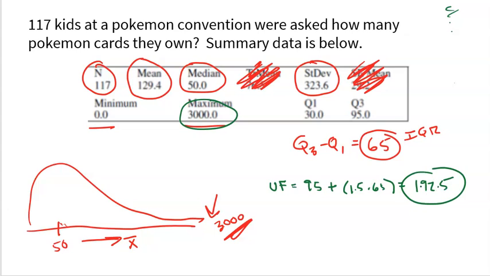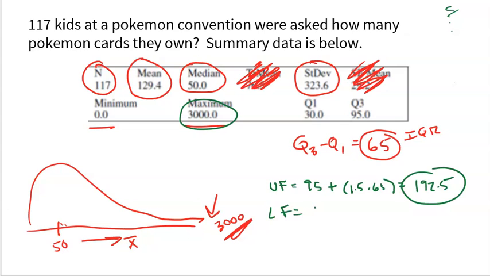Now, could there be a kid that has 1,000 Pokemon cards? It's not the max, but it's still bigger than 192.5. Yes, but I don't know for sure. Maybe, maybe not. So I know there is for sure one upper outlier at 3,000. There might be more, I don't know for sure, but there's definitely one at 3,000.